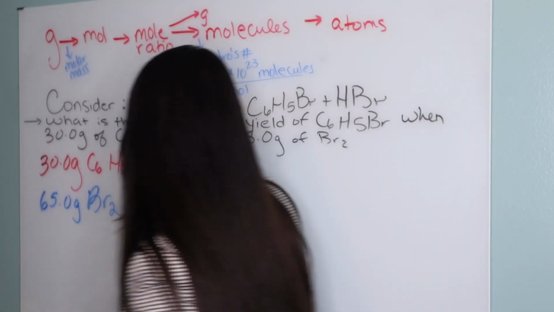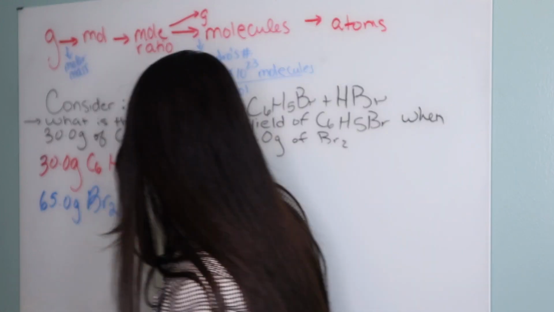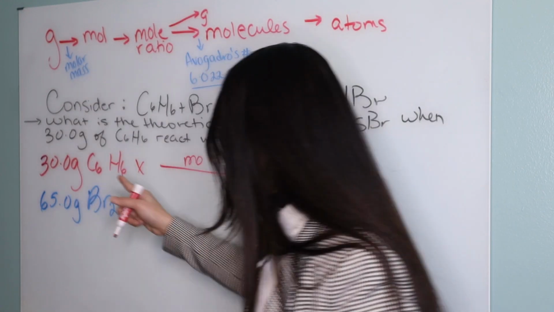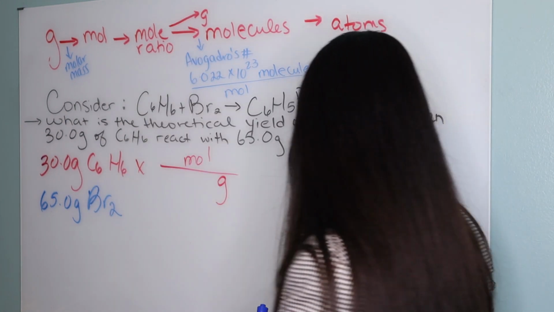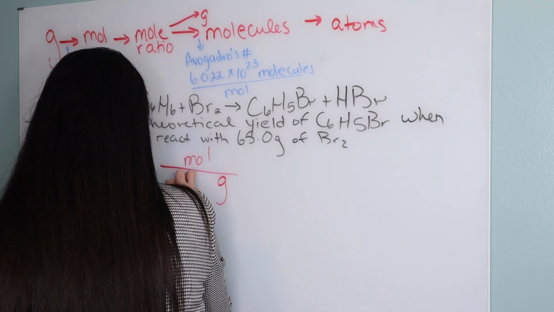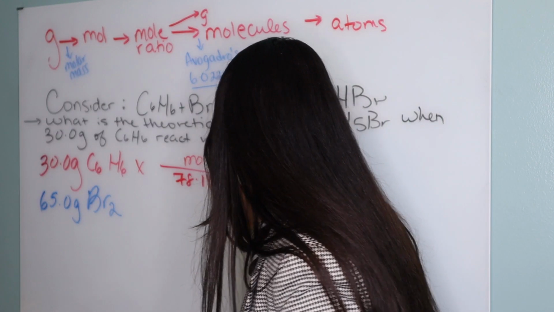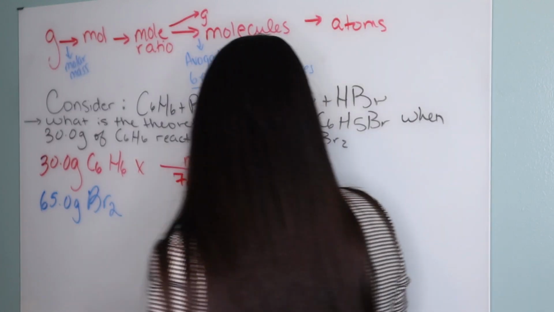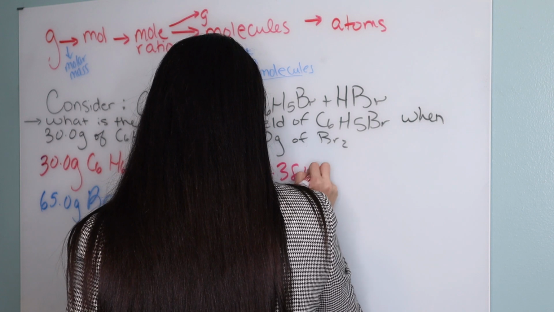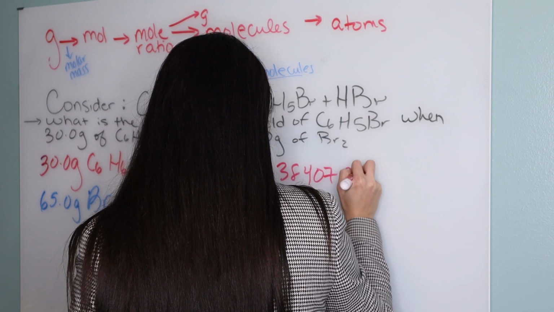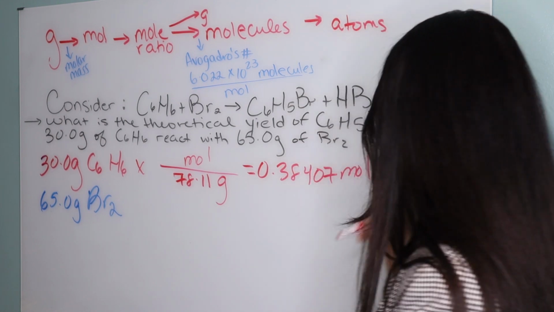So we're right here, grams, we need to go to moles. So let's do that. Whatever you want is going to go at the top. Whatever you need to get rid of, grams, is going to go at the bottom. You're going to be using the molar mass, which is going to be 78.11. And you're going to plug this into your calculator. It's going to give you 0.38407 moles of reactant number 1. Okay.